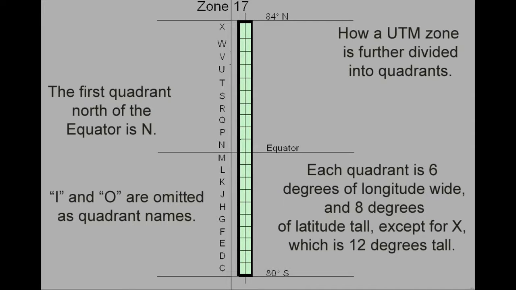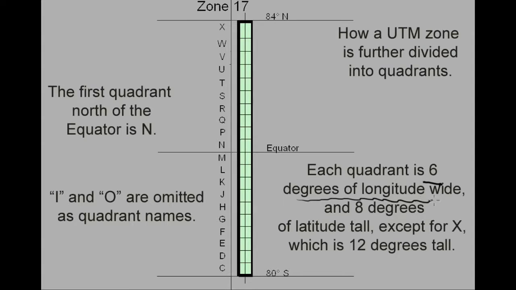Okay, so now let's look to see how a zone is further divided into quadrants. Here we are at zone 17, and zone 17, as you will recall, is divided by the equator, and it is also divided lengthwise by the zone meridian, which divides the zone into 2 equal halves. In addition, the zone is divided into 20 quadrants. Each quadrant is 6 degrees of longitude wide.